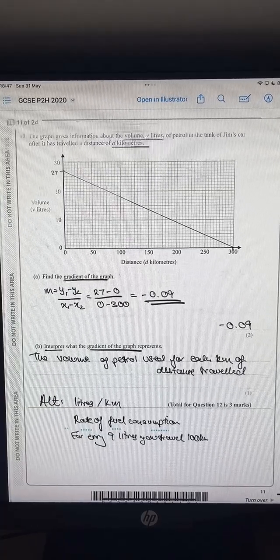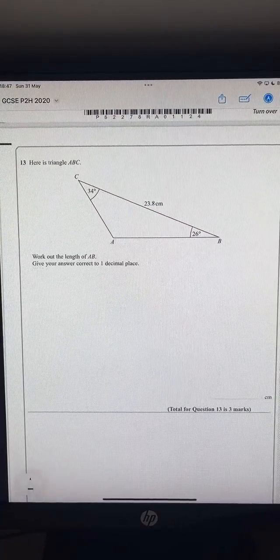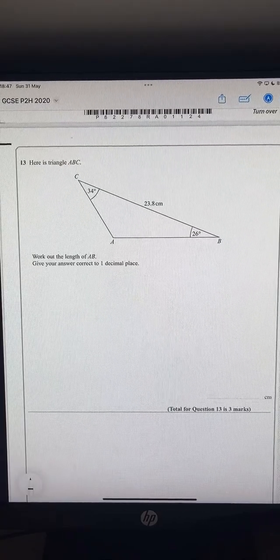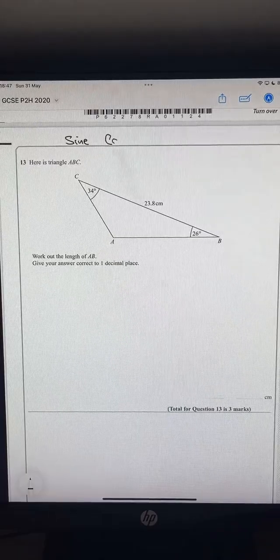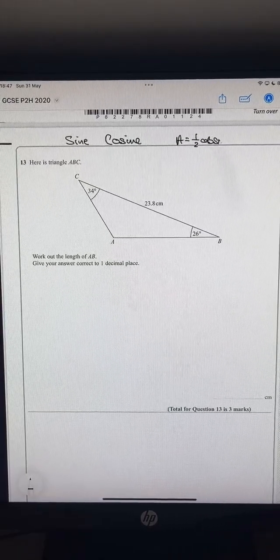Okay, awesome. Let's move on to question 13. So this is our first non-right angle triangle in this paper. So when I see a non-right angle triangle, I think of 2, maybe 3 things. I either think of the sine rule, the cosine rule, or this area formula, half ab sine c. So these are the 3 things.